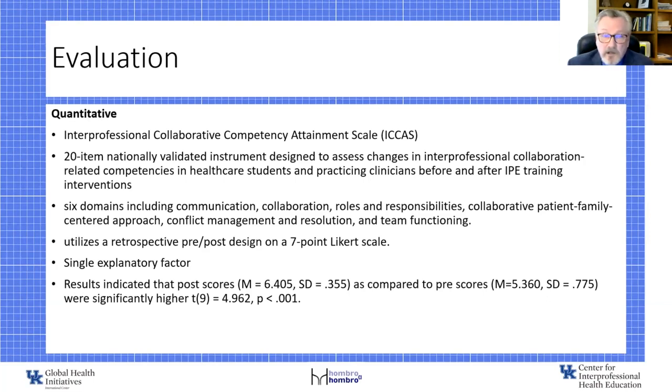It has a 7-point Likert scale. It's a single explanatory factor. So rather than presenting data on all 20 of the items, it rolls into one factor. And we assess that pre and post. You can see here that the post score, which was a mean of 6.4, as compared to the pre of about 5.4, was statistically significant. Next slide, please.